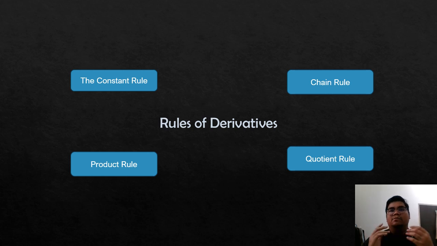There are multiple rules of derivatives, and we're not going to go through all of them, but we're going to cover the most commonly used ones. Four of the rules of derivatives are the constant rule, the chain rule, the product rule, and the quotient rule. So what are the differences between these rules? No worries, we'll get into that.